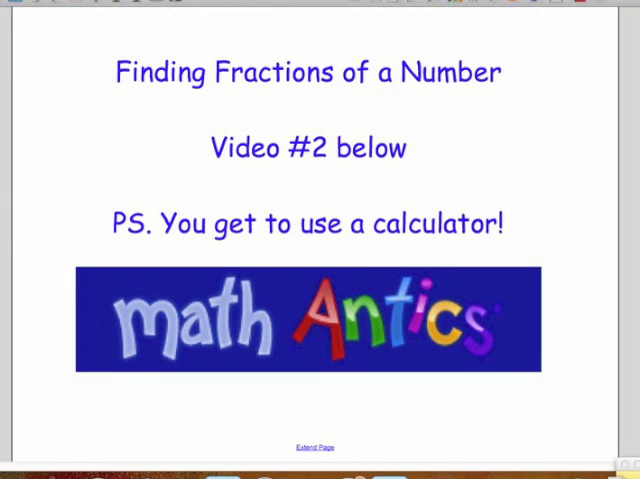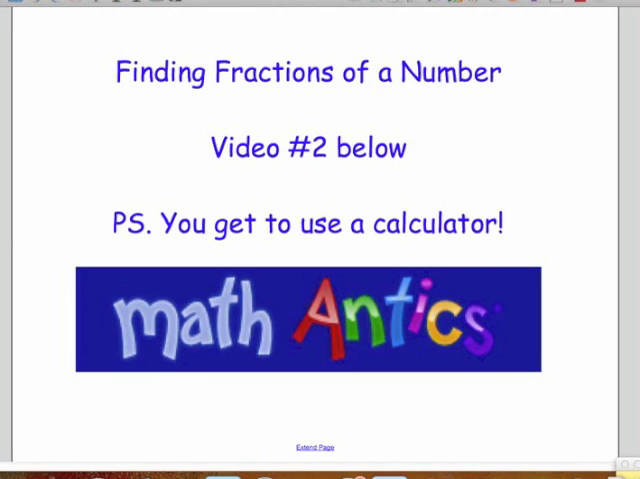All right. Next up, you're going to be finding fractions of a number. So like of a big group. If I have a huge group of candy and I want to give you 30% of it, I want to know how much that is. So you will get to use your calculator, so don't get too stressed when it shows you how to do it without a calculator. It'll show you how to do it with a calculator as well. So you're going to watch video number 2 below with your calculator. Go ahead and do that and come back to the video when you get finished.